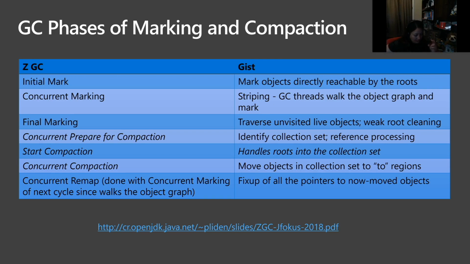Now, one major difference between G1GC and ZGC, apart from the generational concept, is the way the compaction is carried out. In ZGC, you do concurrent compaction. There is a preparation phase, then you start the concurrent compaction, and you continue that, and finally do a concurrent remap, where you fix up all the pointers of the objects that were moved. To read more about that, please refer to the ZGC slides that he had presented at JFocus.